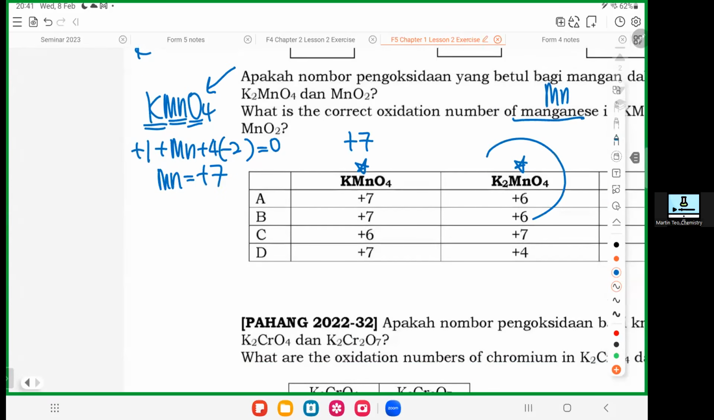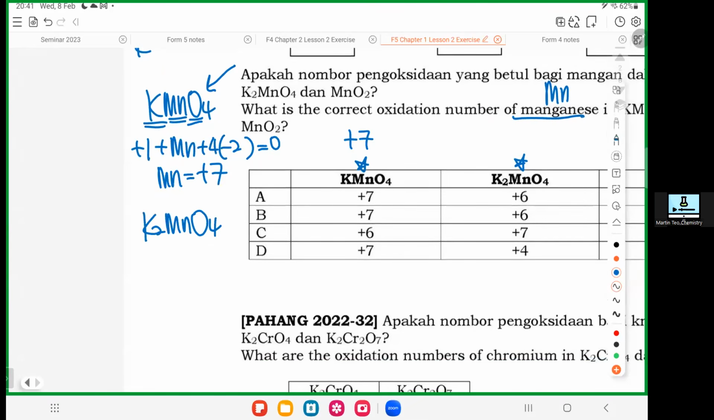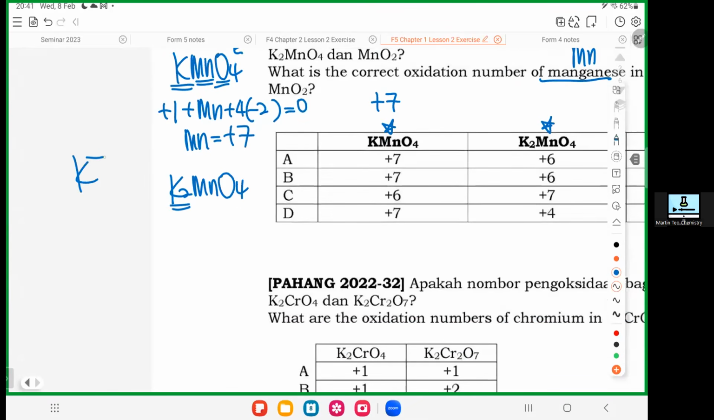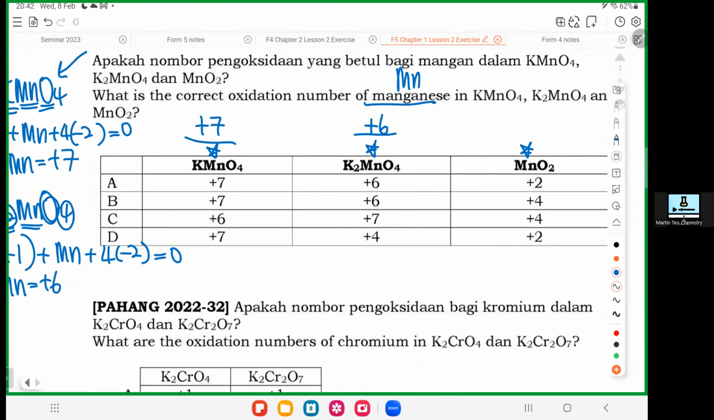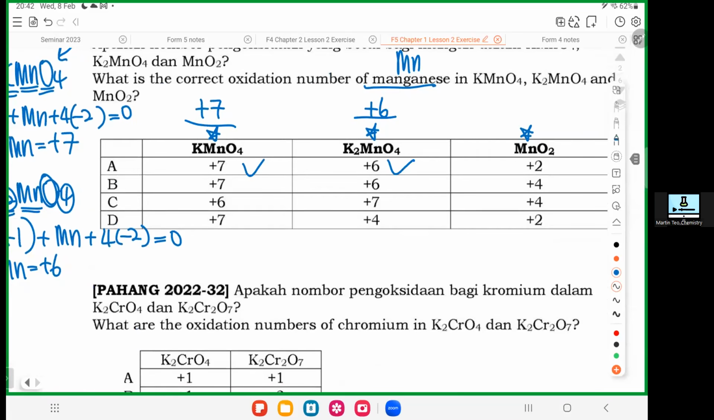So let's do the same thing. K2MnO4. The K here is K+, so +1, 2 of it, times 2. Mn, don't know. You can put Mn or you can put X, up to you. Oxygen is 4, every oxygen is -2, equal to 0. So do your mathematics. Mn equals +6. So 7 and 6. So these 2 are wrong already.